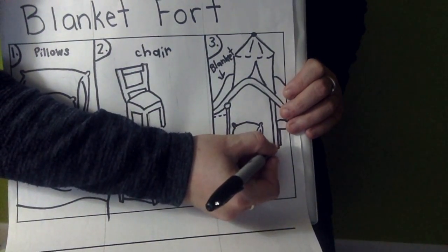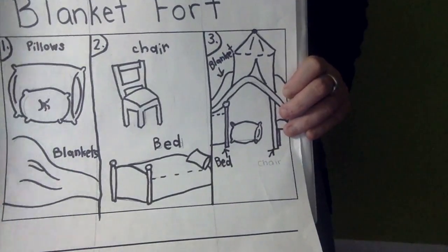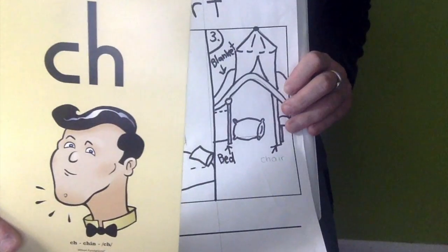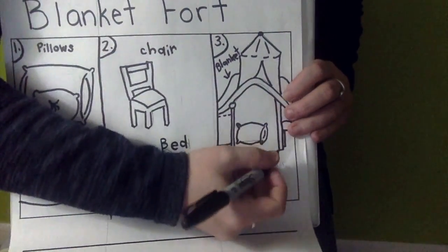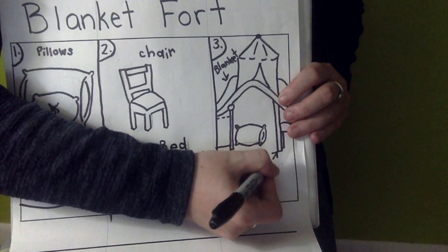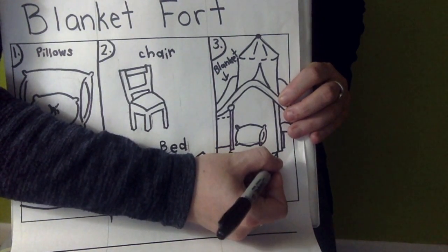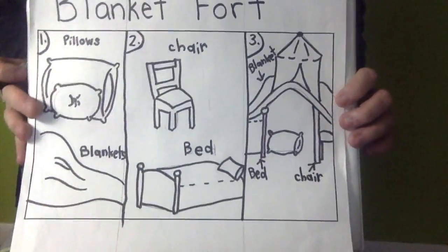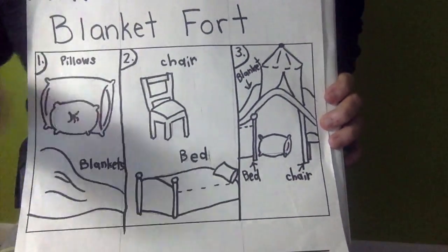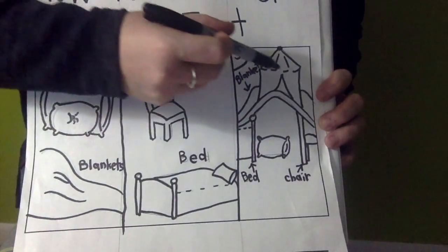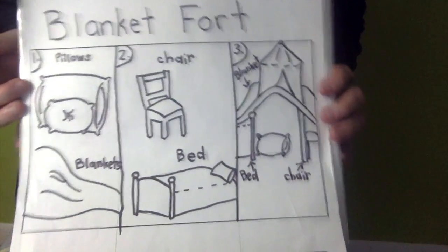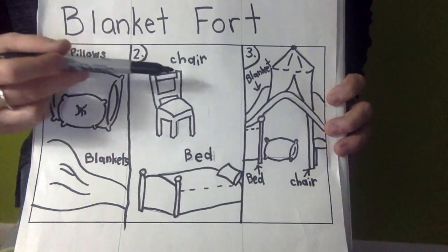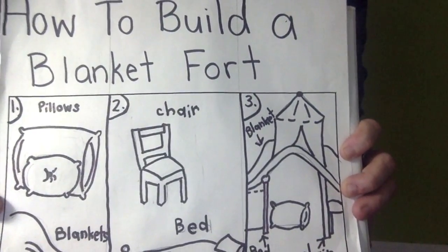And chair. Tell me again, what two letters together say ch? That's right, C-H, ch, like in the word chin. Chair. Great. Maybe I would want to label pillow too, or I might want to label my tent. Great. We just finished making our picture plan with all 3 steps of how to build a blanket fort.